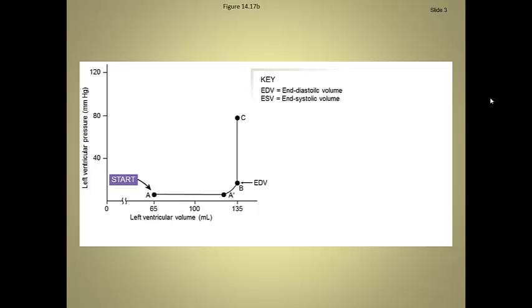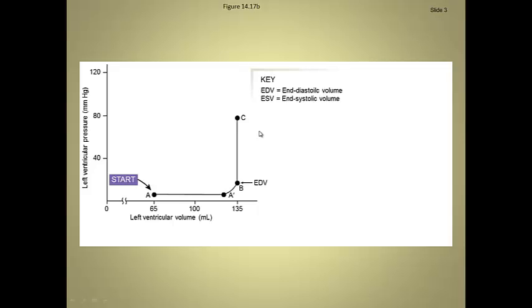So from B to C, it's isovolumetric contraction. All of the valves are closed. The AV valve closes once contraction starts because the pressure is higher than in the atria. We want to prevent backflow. But the pressure is too low to open the semilunar valves. So we can't get blood into the aorta yet until we build some more pressure. So here we have end diastolic volume from letter B up until letter C.